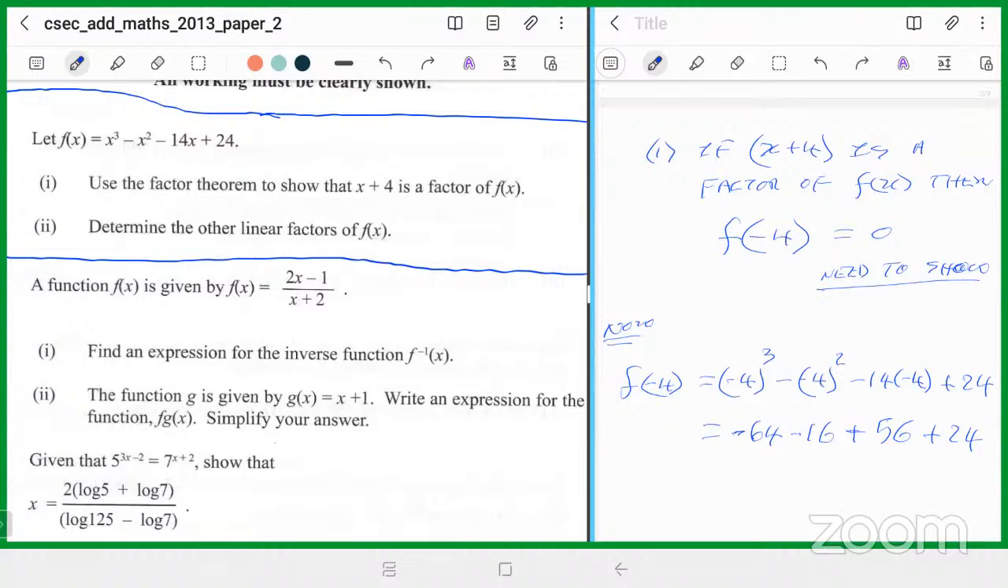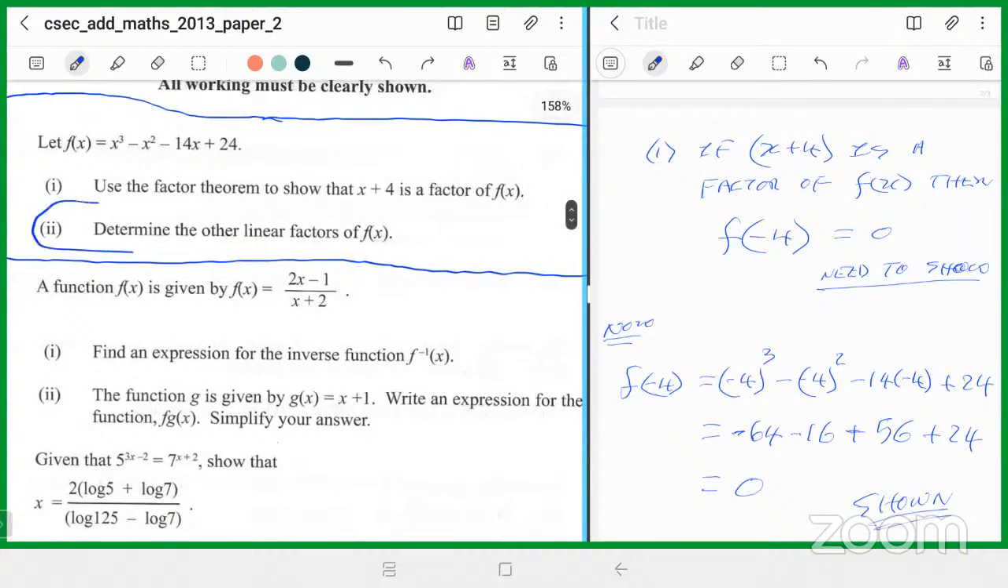Let's show that x plus 4 is a factor, f of negative 4. This is 64 in truth. Everything correct? Yes, correct. This equals 0? Yes, sir, this equals 0. Okay, right, that equals 0. Thank you very much. Shown. Very good. That question done.